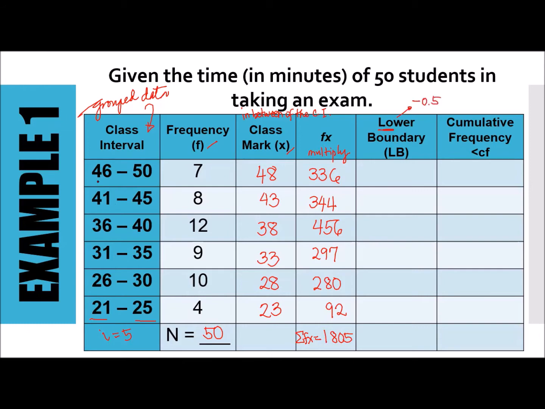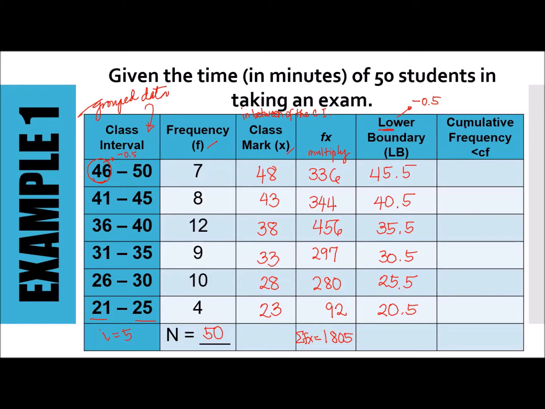So, kay 46, magma-minus ka ng 0.5. So, we will have here 45.5. Okay? Next, 40.5. 35.5, 30.5, 25.5, and then 20.5. Okay?